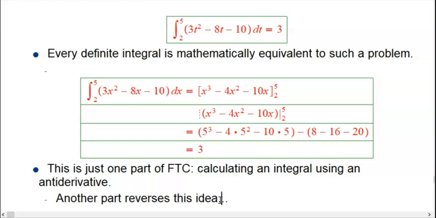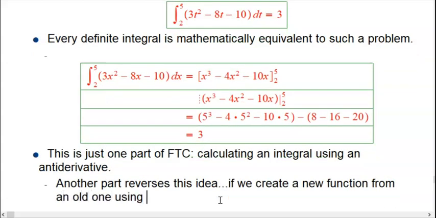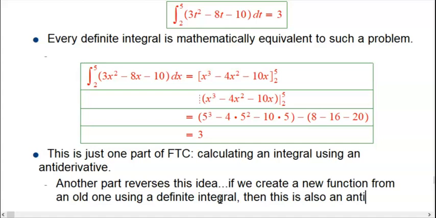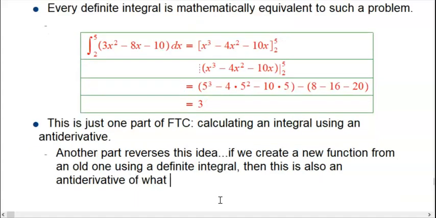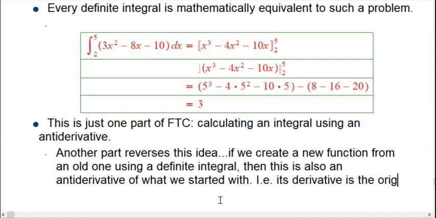The other part of this reverses the idea and says that if we create a new function from an old one using a definite integral, and that brings in one slightly tricky bit, then this is also an antiderivative of what we started with. In other words, its derivative is the original function. So we're going to do that in another video or perhaps in class.